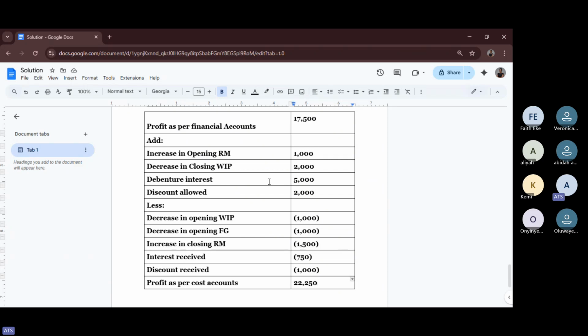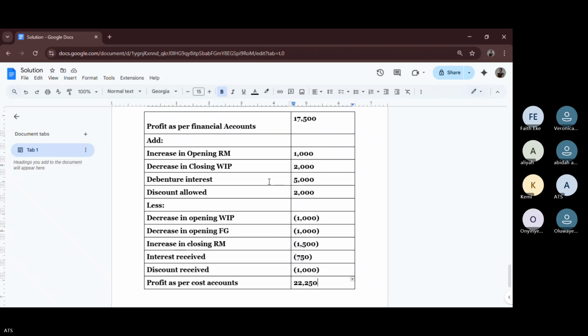So the type of assignment I'll send to you later this week or by tomorrow, hopefully, would give you your profit as per cost account. So when you start reconciling from your profit as per financial accounts, you know you are working towards that in mind, and then you know whether you are correct or whether you have to go back and check something. Is that fine?